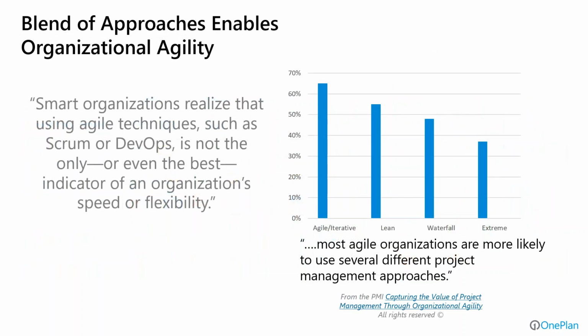But the Gartner Group says you don't have to have a homogeneous approach to these things. That blend of approaches enables organizational agility, and most organizations are more likely to use several different project management approaches or even tool sets to be effective, because the nature of the work varies and the nature of the challenges vary in different parts of the organization.